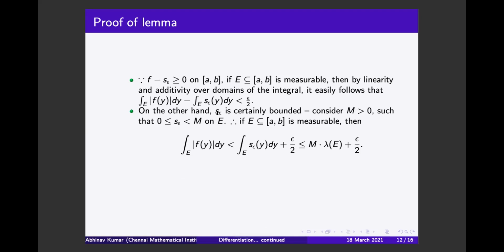On the other hand, this S sub epsilon, being a simple function, has finite range, and thus it's certainly bounded. So let this be some upper bound for it essentially. Therefore, again, as before, this is measurable, and this is what we have here.